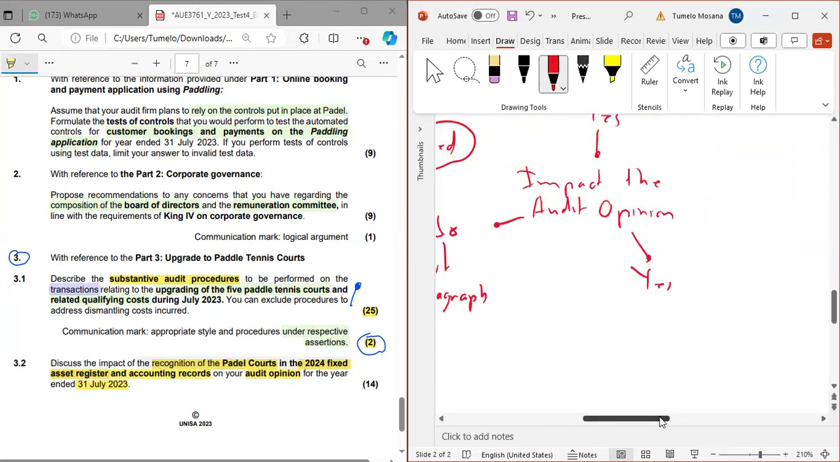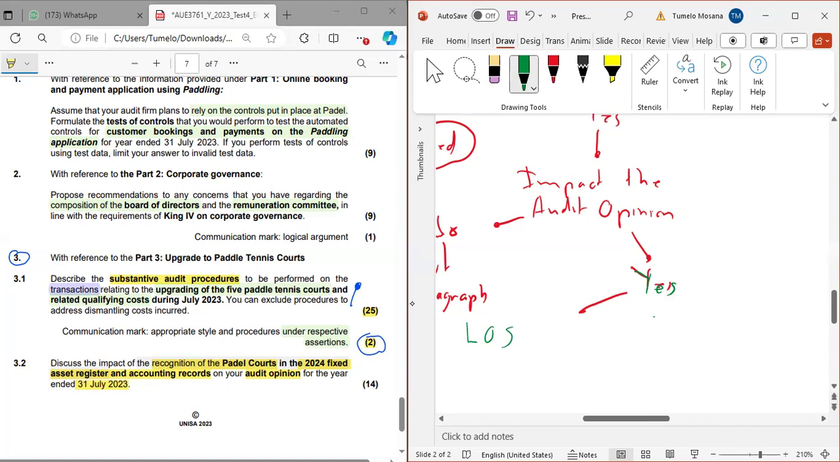So if it is a yes, you would now have to consider whether it is due to limitation of scope. So what do I mean by limitation of scope? Maybe the management is not willing to provide you with everything, so it causes a limitation of scope. They are not willing to provide you with all the invoices. So you do not know, there's uncertainty basically within your audit, right?